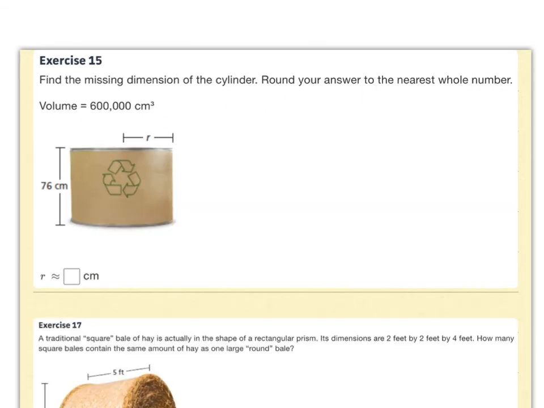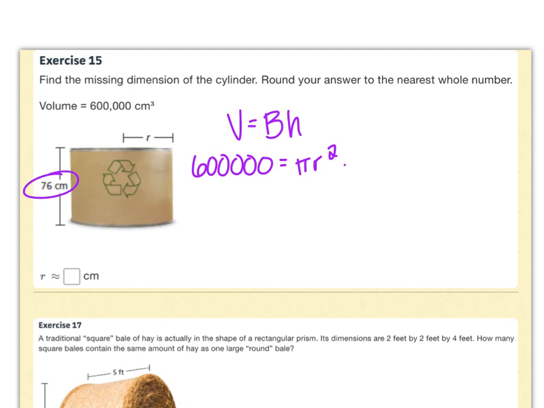Number 15 is a similar problem. This time, instead of missing the height, we're missing the radius, but it's giving me the volume of the cylinder, so we'll use our volume formula. And then we're going to plug 600,000 in for V. Now notice there's no pi with this one. And then the area of my base is going to be pi times the radius, which I do not know, so I'm going to leave it as r squared, times the height, which the height of the cylinder is the 76 centimeters that we see right there.